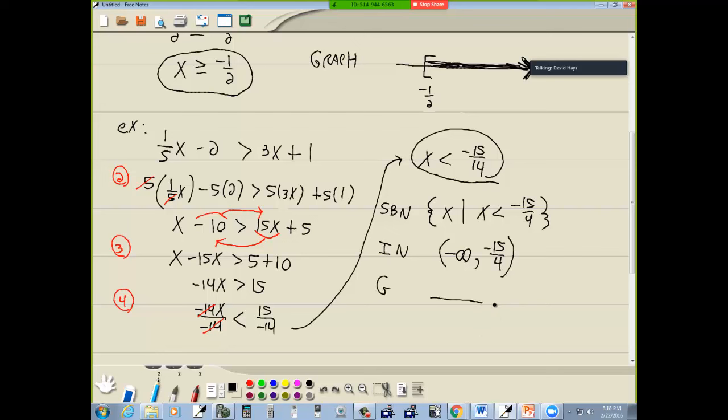Now for our graph. If you have interval notation, the graph is very easy. Parentheses on negative 15/4, parentheses on negative 15/4. And you shade whichever way it's opening. It's opening left, so I shade the left. And those would be our 3 forms. And that's solving linear inequalities.